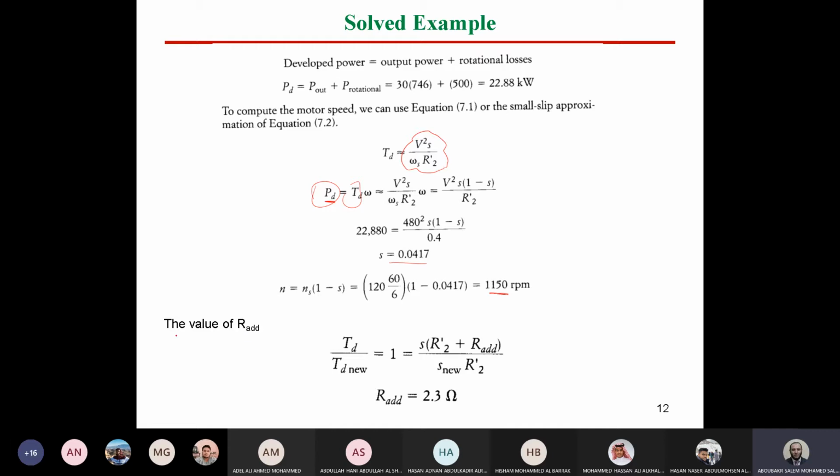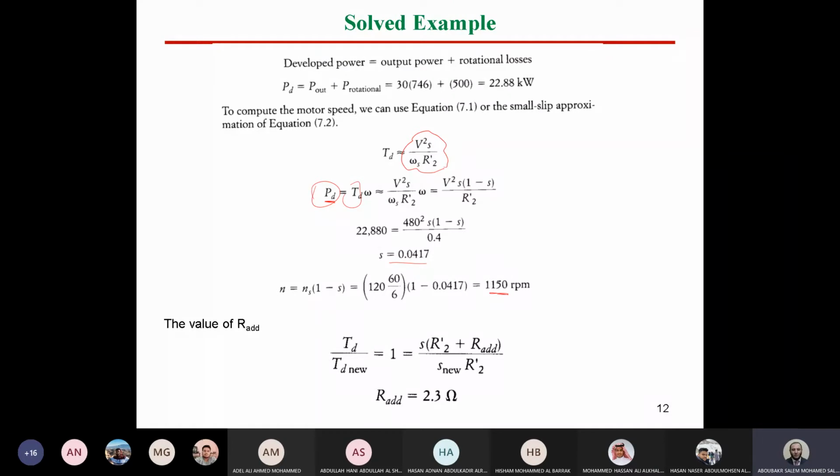You will find 2 slides after that if you have the old version. The value of R added, how we can get it? Simply, guys, as we stated in the table, how we can use speed control. Now we are going to make speed control. We are going to reduce speed by 20%, and we need to calculate the new value of R add.